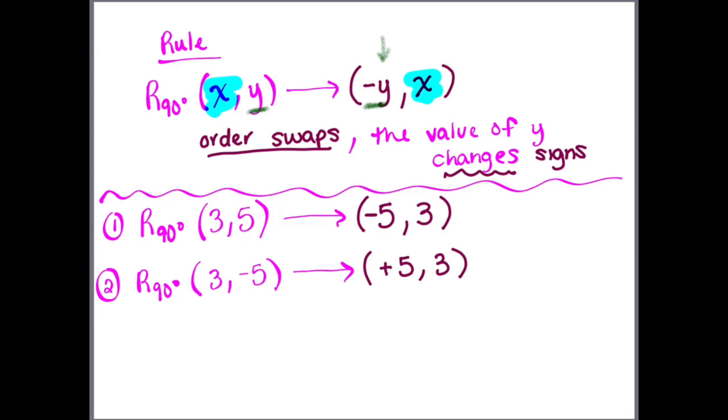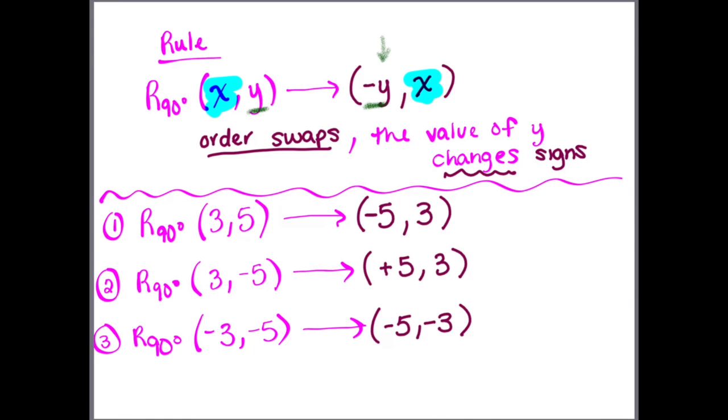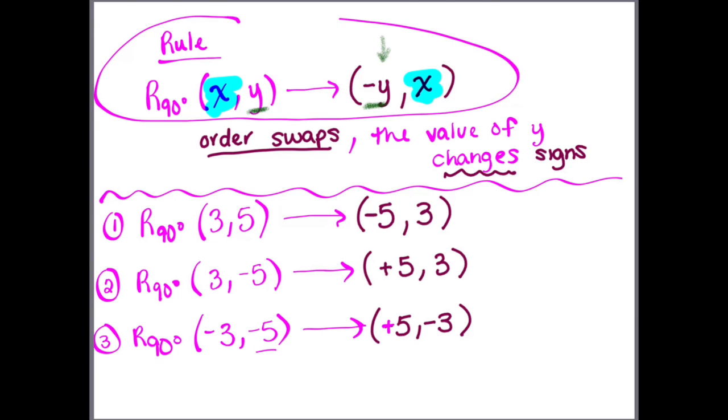Let's do one more. Let's say we had a rotation of 90 degrees, and these were the ordered pair that we start off with. What happens then? So we swap, but that original y changes sign, so it's no longer a negative. Okay, so these are the types of problems when doing a rotation of 90 degrees. Make sure you all work with that rule.